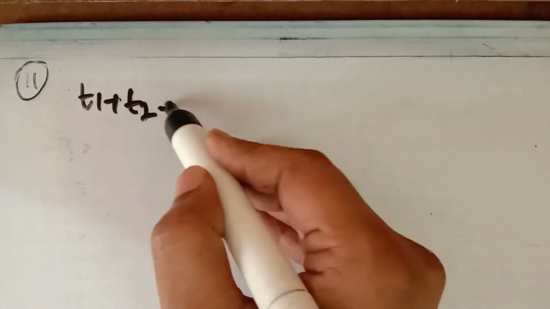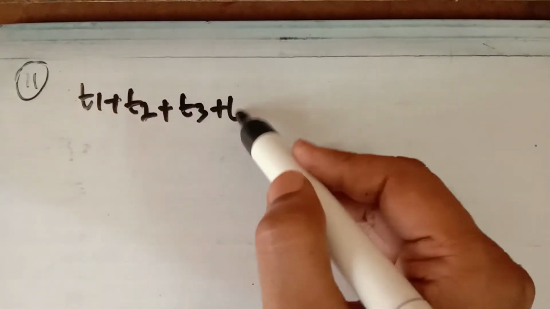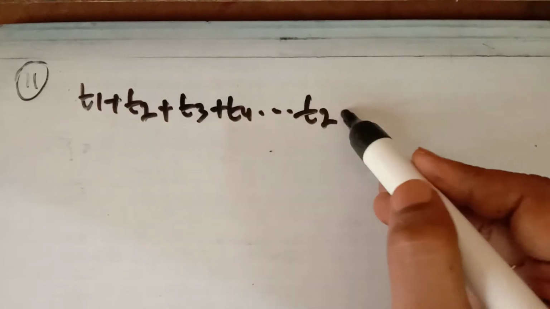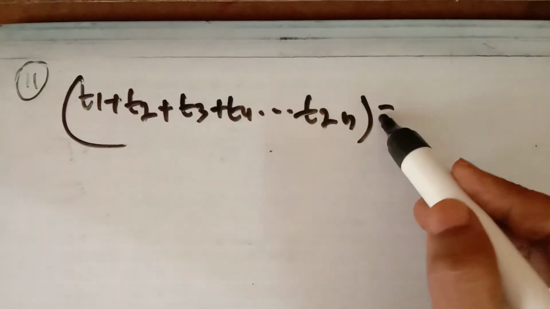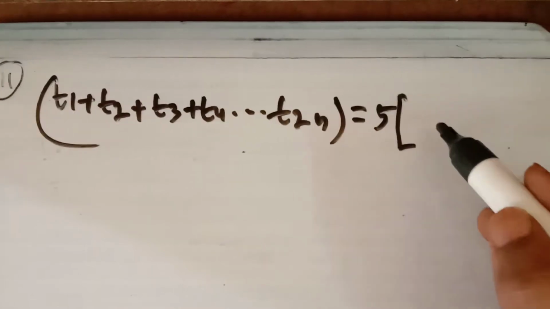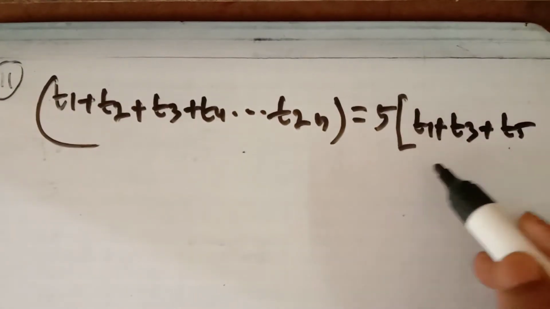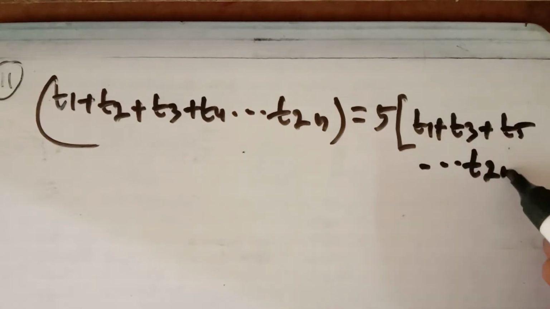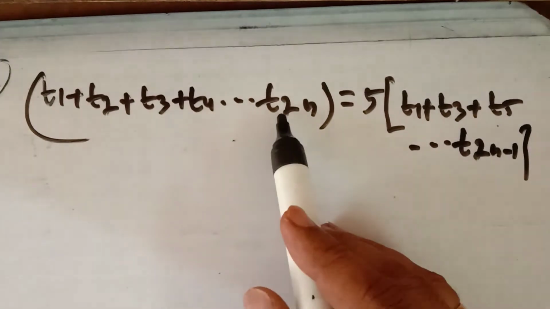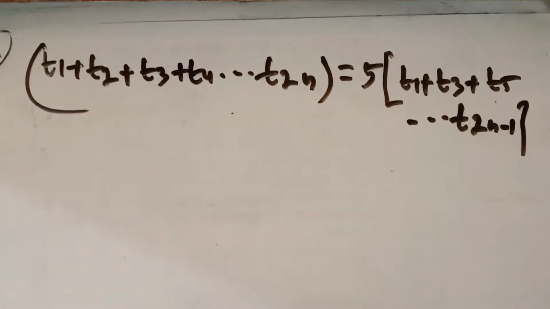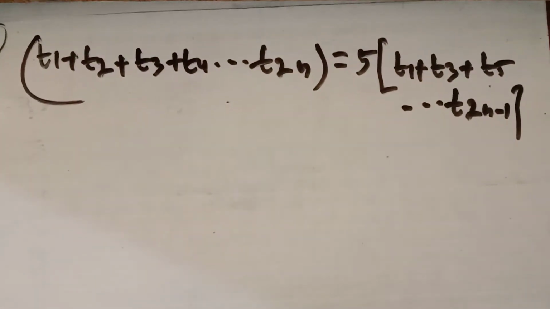That is, T1 plus T2 plus T3 plus T4 up to T2n is equal to 5 times the terms occupying the odd places, that is T1, T3, T5, and the last term will be T2n minus 1. This is given: the sum of the even number of terms is equal to 5 times the sum of the terms occupying the odd places.